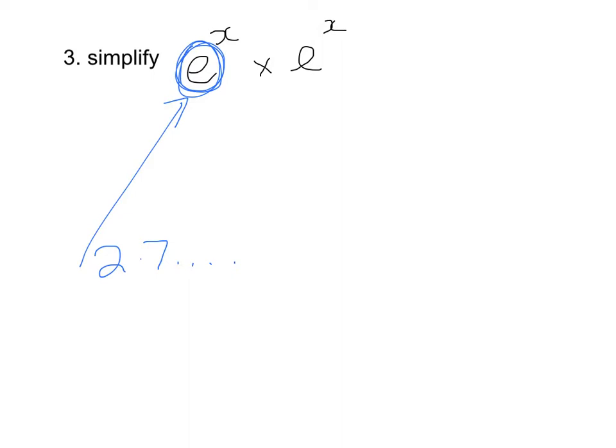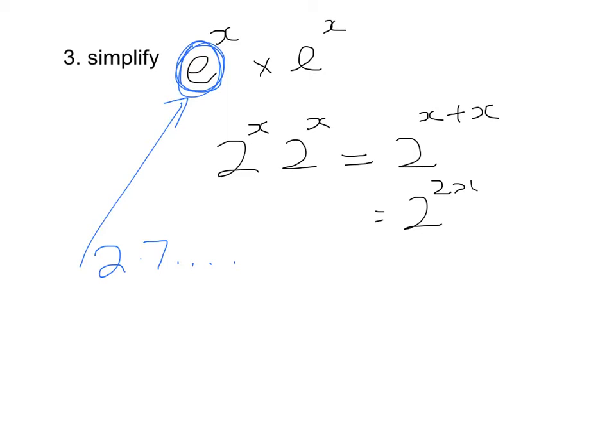If we had this expression, 2 to the power of x times 2 to the power of x, then we would use the rule that the base is the same, so we just add the two powers. So x plus x, which of course is 2 to the power of 2x. So when we see e, we just think of it in the same way that we would think of a 2. The bases are the same, so it's e to the power of x plus x, which is e to the power of 2x. Okay, next question.